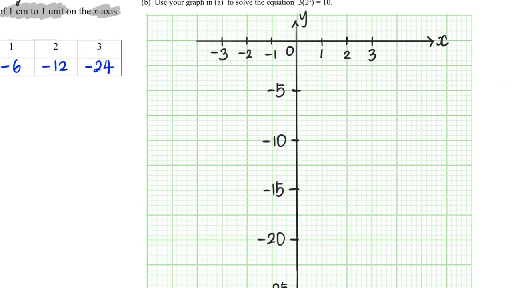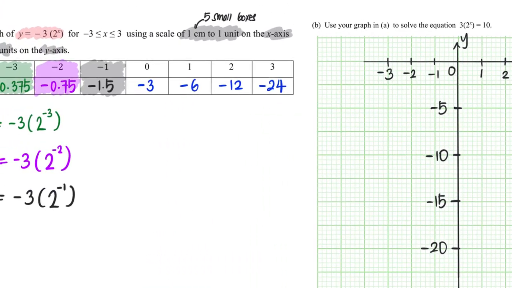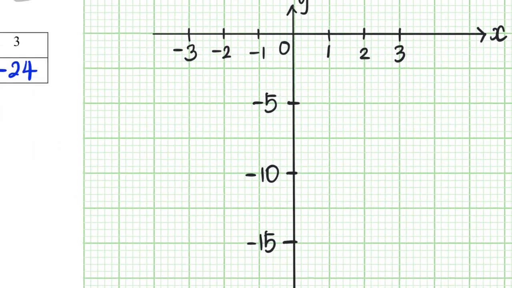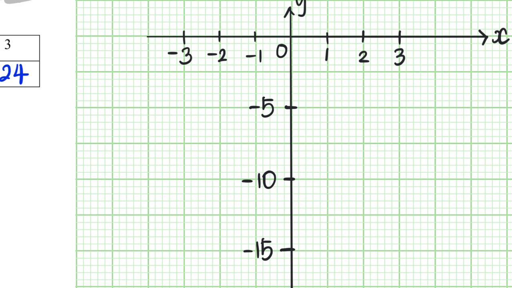Okay, so the first point, x is -3, y is -0.375. So moving on to here, -3 is there, -0.375. Each box is, this is a minor quick calculation. If I have 10 boxes, 5 units, so one box represents 0.5.